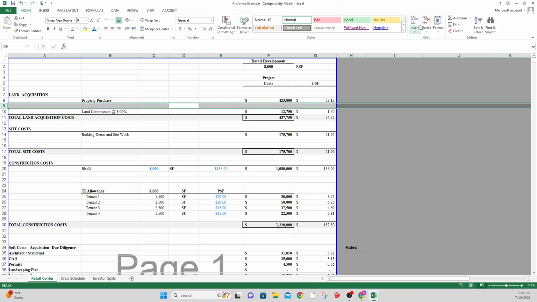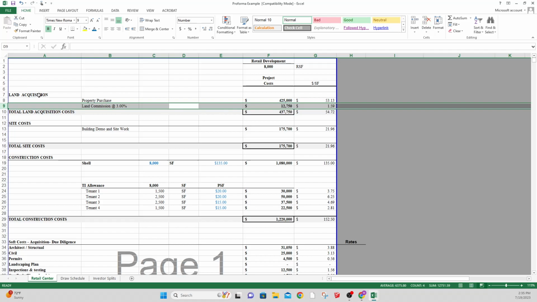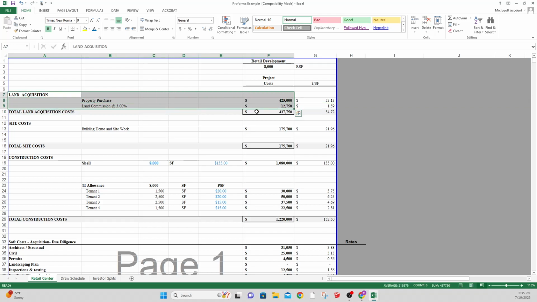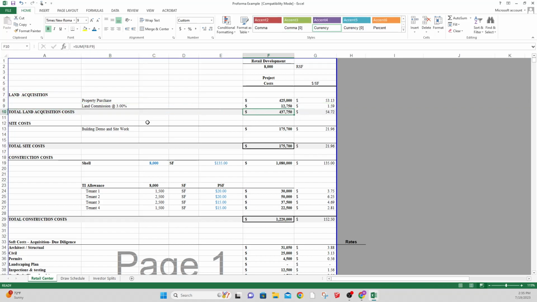This one we don't, so I'm just going to get rid of it. But there's a land acquisition bucket. Anything that has to do with land would go in there.